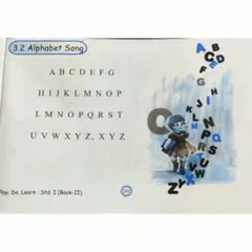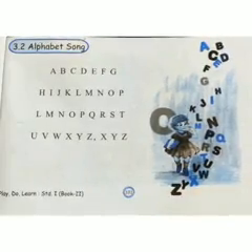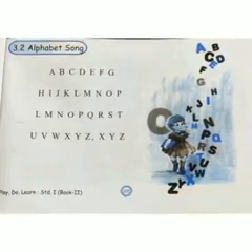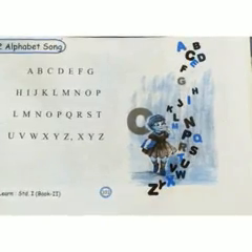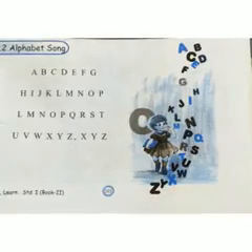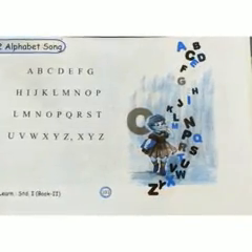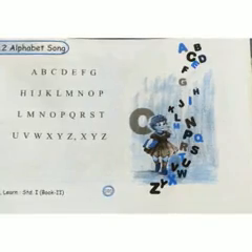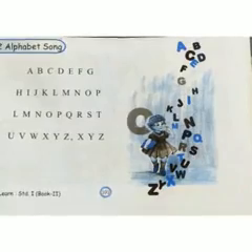A B C D E F G. Again one more time. A B C D E F G. Okay, now second line. H I J K L M N O P. Again slowly. H I J K L M N O P. Again we will repeat it. H I J K L M N O P.